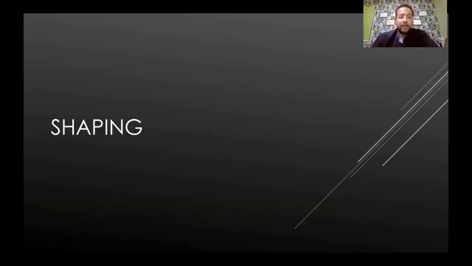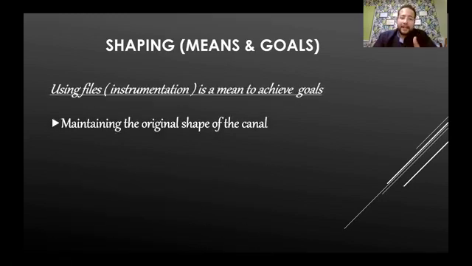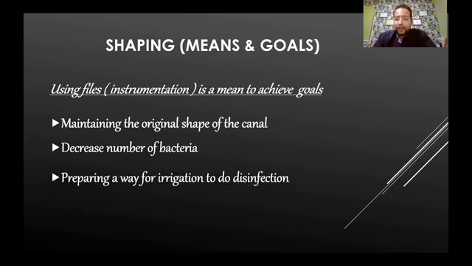Let's do some shaping tricks. Also, as we said in Axis, shaping is a matter of means and goals. Reaching the apex is a means, but it has to achieve some goals. So reaching the apex is not your goal. I will show you that there are a lot of scenarios where you reach the apex, but you don't achieve any of the shaping goals. The shaping goals are maintaining the original shape of the canal, decreasing the number of bacteria, preparing a way for irrigation to do disinfection, and maintaining a patent canal.